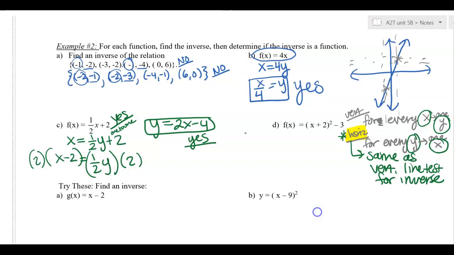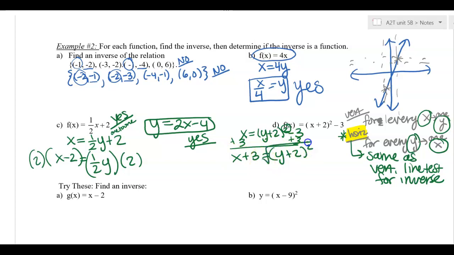Part D is slightly more complicated to solve for, so I'm going to switch the x and y, and I'm going to solve for y. All the y's are contained in a squared, so I'm first going to get that squared alone. Then I'm going to take the square root of both sides. I can't forget my plus or minus when I do that. So I'm going to have that y is equal to -2 plus or minus the square root of x plus 3.